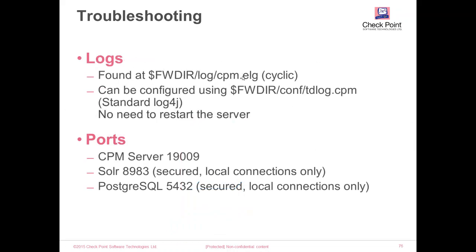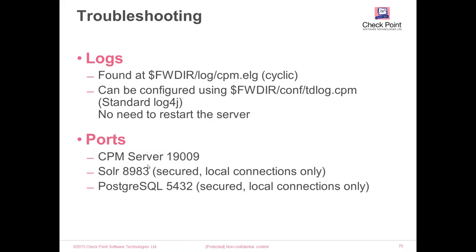Now, the ELG is the place to be. So if you have issues with CPM, go to $FWDIR/log/cpm.elg and check if you can identify what the issues are by checking the output of this log file. This is the log that you should send to the Technical Assistance Center when you have issues with CPM. For example, it's not running, you can't connect with SmartConsole, etc. This log file is cyclic, yes, it rotates. It can be configured using the fwd-conf-tdlog cpm configuration file.